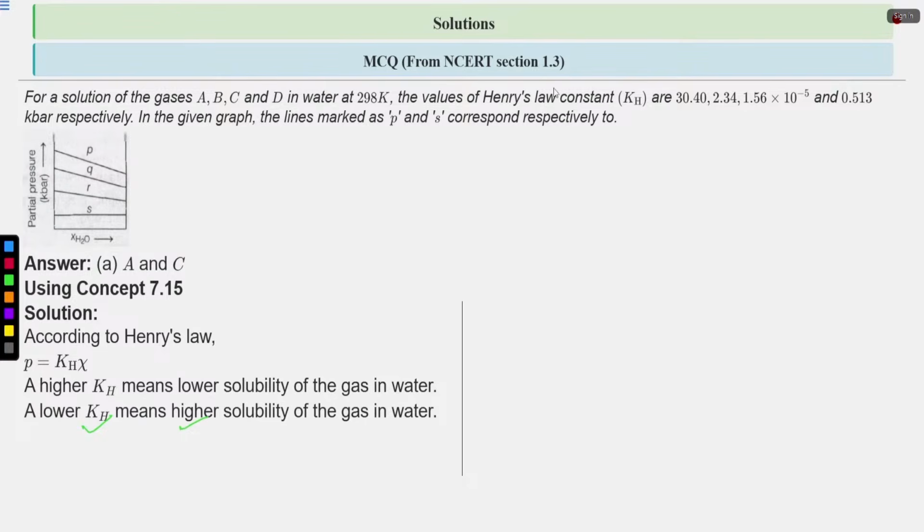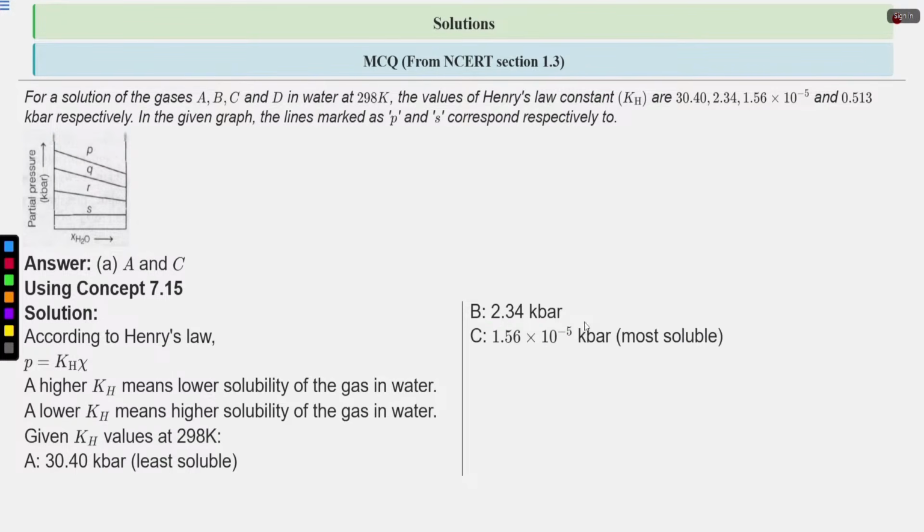Remember that we have been given the KH values for different gases A, B, C, and D. The given KH values at 298 Kelvin temperature are: for gas A, the KH is 30.40 kilobar. For gas B, the KH value is 2.34 kilobar. For gas C, the KH value is 1.56 times 10 to the power minus 5 kilobar. And for gas D, the KH value is 0.513 kilobar.